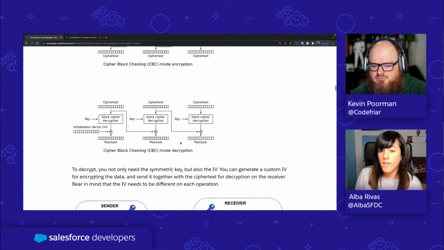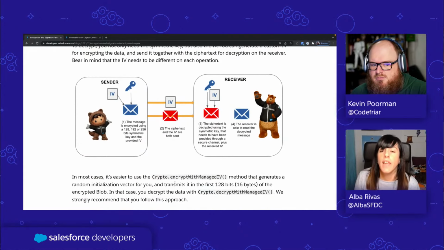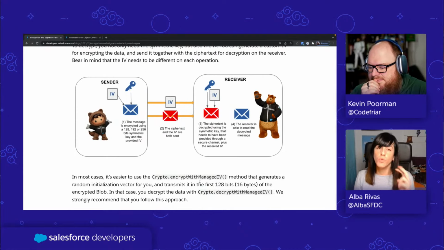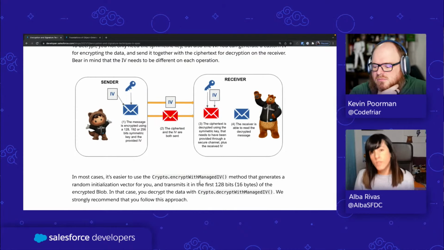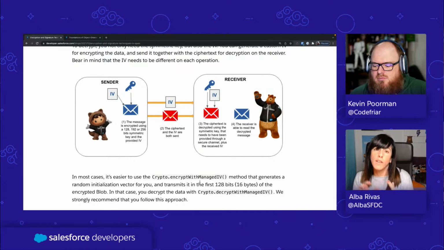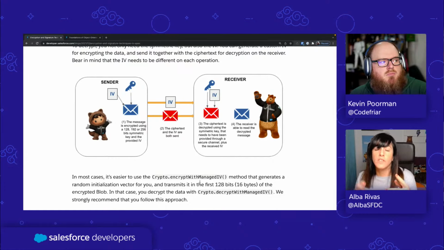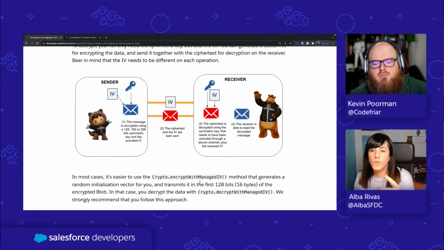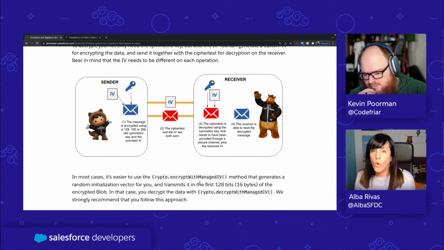So for encryption itself, no. For encryption, we only have the AES encryption, and we have two different options to implement it. One option is generating our own initialization vector, which is something that we are going to need for the algorithm. The other option is to use an initialization vector that is generated automatically by Salesforce, by the method that the crypto class provides. But there are no other encryption algorithms in the crypto class.